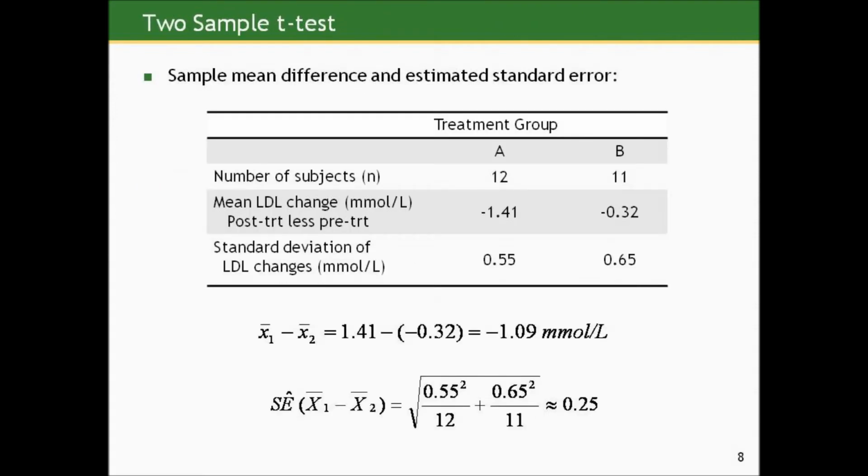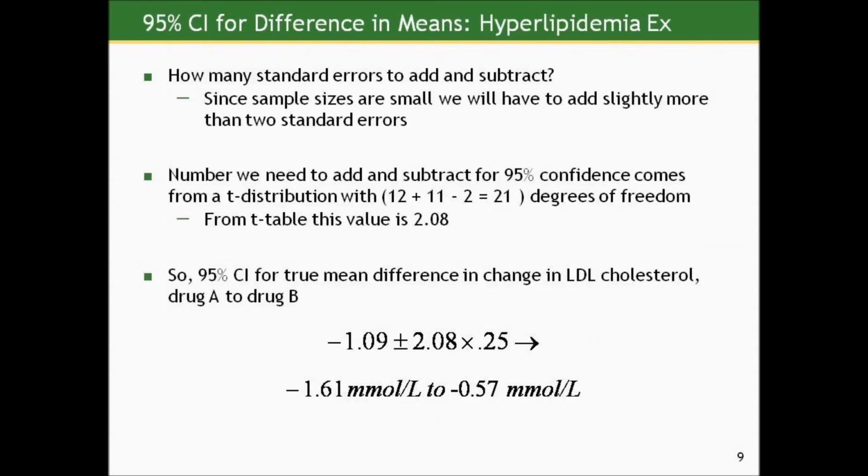So let's see what we have here. The difference in sample means, treatment A compared to treatment B, is negative 1.41 minus negative 0.32, or a difference of negative 1.09 millimoles per liter. And the estimated standard error, if you go through the math, turns out to be about 0.25 millimoles per liter. So if we want to create a confidence interval for the difference in means, well, how many standard errors do we need to add and subtract to get 95% coverage? Well, since the sample sizes are small, we might have to add slightly more than 2 standard errors.